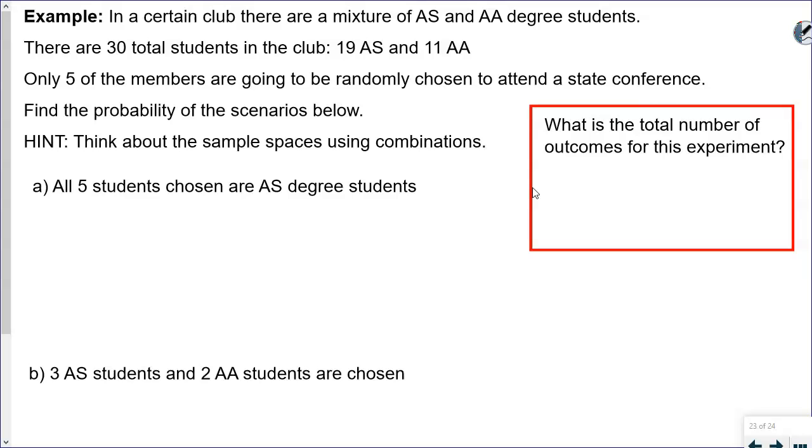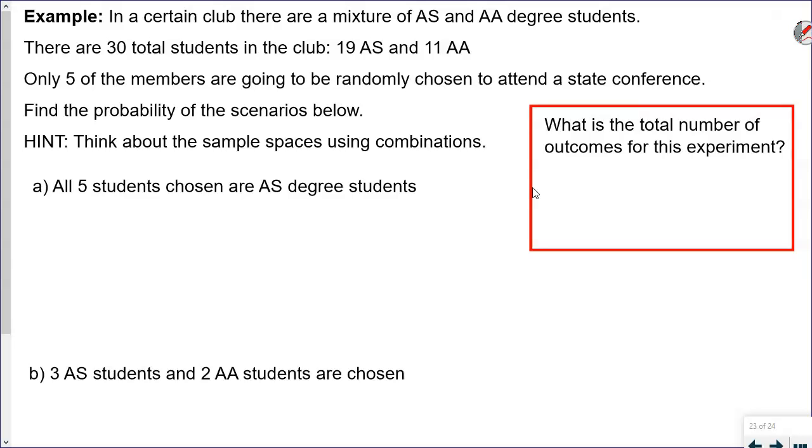Okay, so let's do a problem that's still using combinations but has several moving parts to it, which can make it a little more difficult. So here we've got a club, and there are a mixture of AS and AA degree students in it. There are 30 total students in the club. 19 of them are AS and 11 are AA. Only 5 of the members are going to be randomly chosen to attend a state conference. So we want to find the probability of these different scenarios.